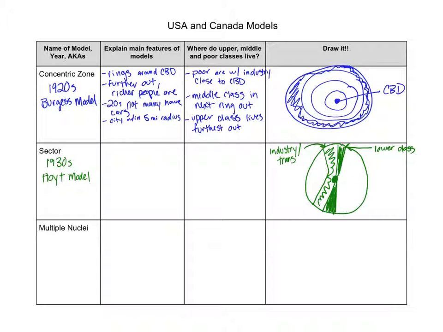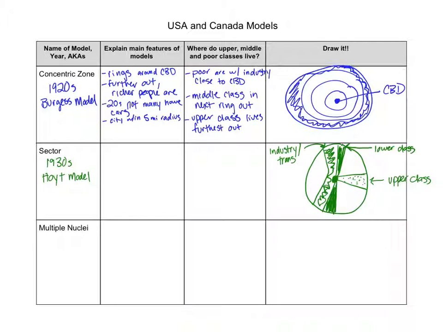Now, on the opposite end of that, your rich people are going to live the furthest away from your transportation and industry. So that's going to be your upper class, because they can choose where they want to live, right? Your upper class has more money to decide where they want to build their house, and they're not going to choose to live close to the industry and the transportation, because it's loud, it's smoggy, it's not as nice over there. So the upper class is going to choose to live further away.